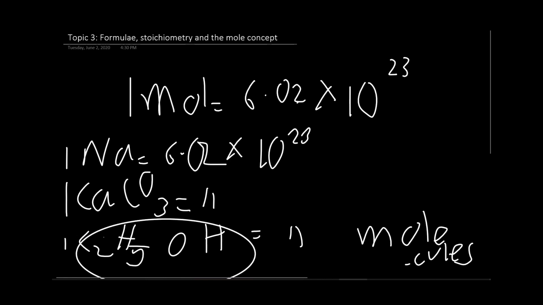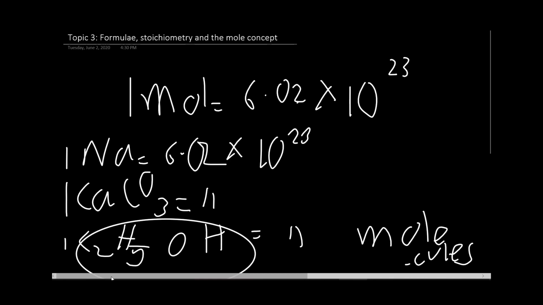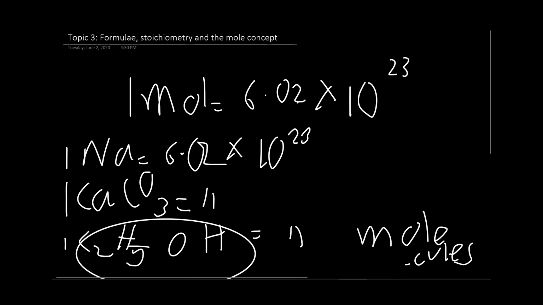So 6.02 times 10 to the power 23 of this molecule are present in 1 mole of ethanol. 1 mole of sodium: this is a sodium atom, so 6.02 times 10 to the power 23 of these are present in 1 mole of sodium. This is calcium carbonate. 1 mole of calcium carbonate contains 6.02 times 10 to the power 23 of these, right? So I guess that's that.